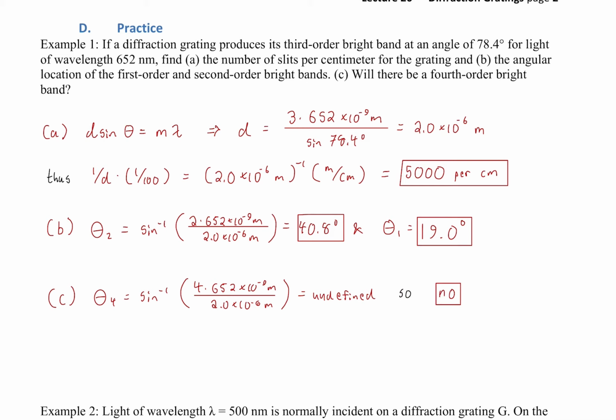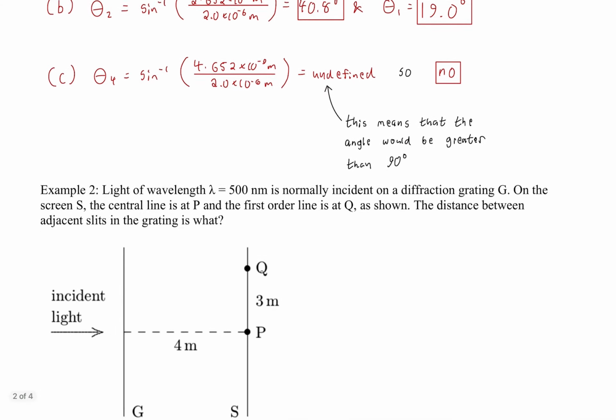If it's undefined, that's a bad sign. There is no fourth maxima. And that just means that the angle where it would be is greater than 90 degrees. So it's not actually created. You can't create something on a screen if the angle is greater than 90 degrees. All right? Okay, let's do another example.